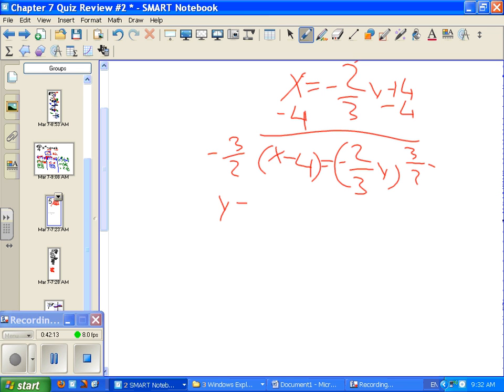So now we'll have y equals a negative 3 over 2x plus some number. Well, it's a negative 3/2 times a negative 4 over 1. So we'd get 12 over the top, 2. Yep, which is 6. Down to 6. Yep. And you're right there.